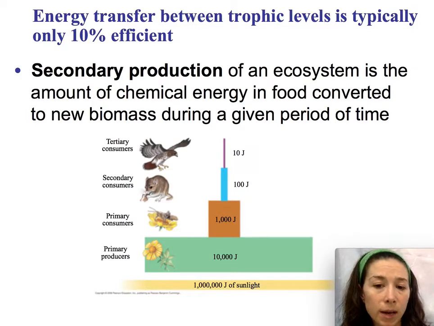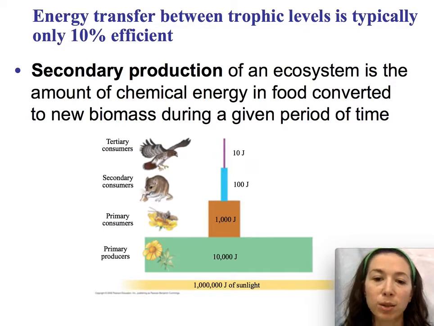So if we take 10,000 joules, we can think about them as calories as well, 10,000 units of energy, 10,000 calories, let's say, of primary producers, so of grass or some kind of plant material, and we take all of that energy and feed it to primary consumers, so let's say we feed it to cows, we will only be able to harvest 1,000 calories of energy from that cow. So 10,000 calories of plants are only going to turn into 1,000 calories of actual usable energy from the cow.